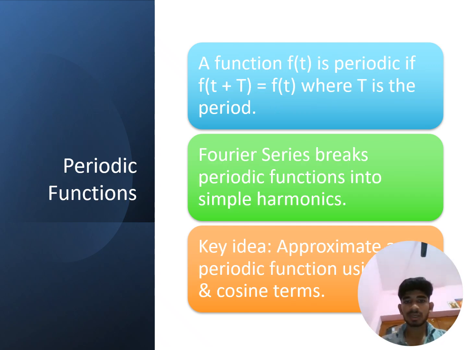Periodic functions. A periodic function is one that repeats itself after a fixed interval called the period. For example, sin x and cos x repeat after 2 pi. Fourier series works only for such periodic functions. This is why understanding periodicity is essential before applying the method.